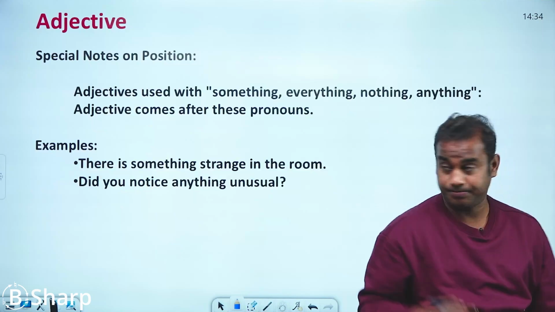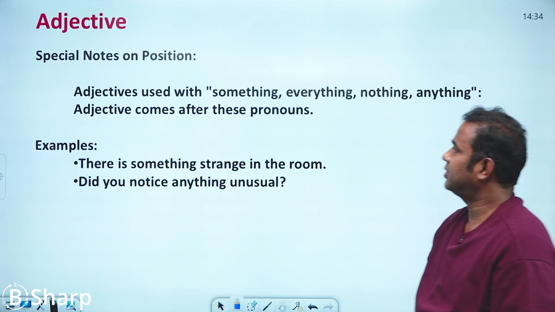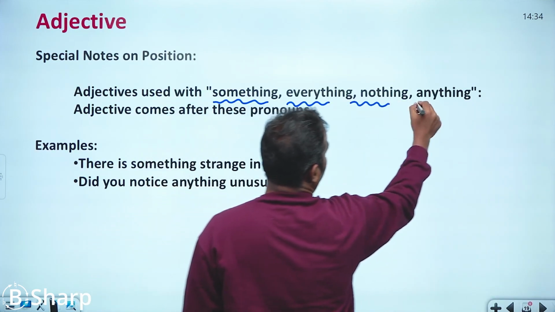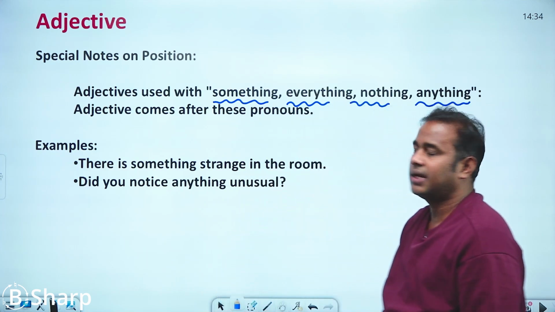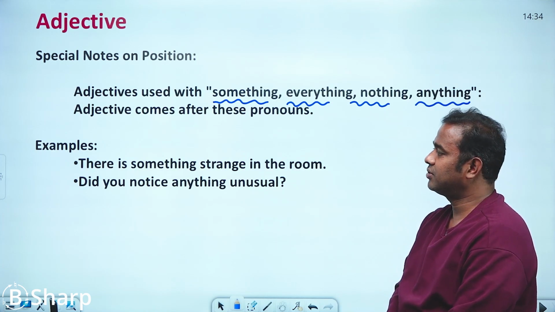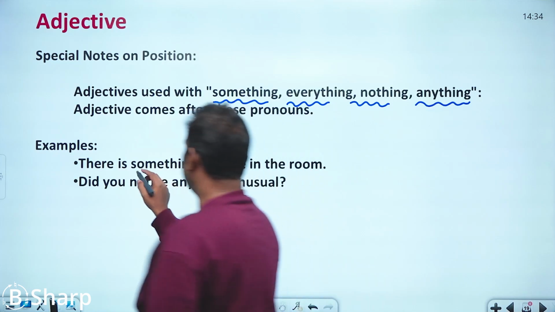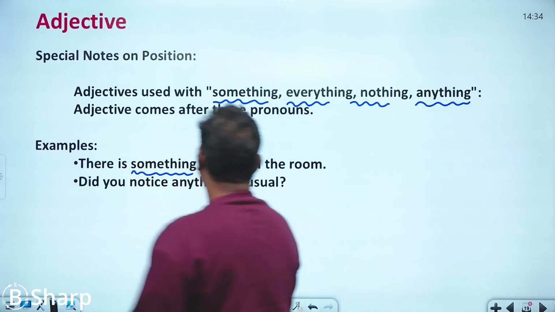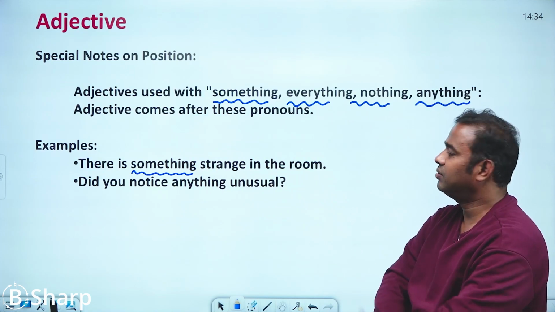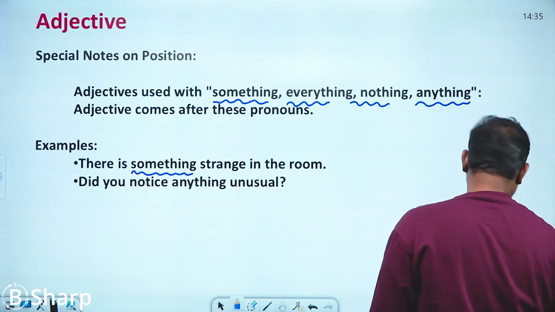The next one is special notes on position. Adjectives used with something, everything, nothing, anything can also be used as pronouns. So generally they also come under the category of pronouns. For example, there is something strange in this room. Here something strange is basically the adjective, but we can also write it like a pronoun. We'll discuss that in detail when we discuss the pronouns topic.